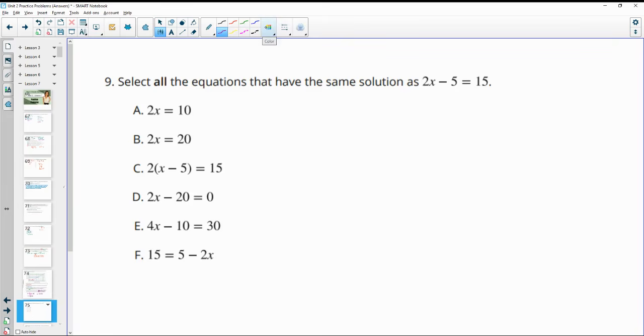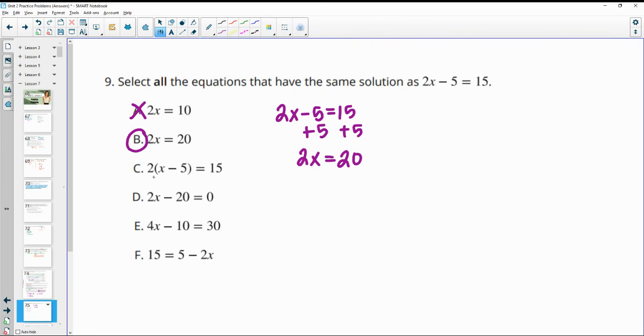Number 9, select all equations that have the same solution as 2x minus 5 equals 15. So we're just finding equivalent equations. If we look at A and B, they both have 2x by itself. So if we look at 2x minus 5 equals 15, if I want the 2x by itself, I just want to add 5 to both sides, so that this is 0. So we get 2x plus 0 equals 20. So A is not equivalent, but B is equivalent.